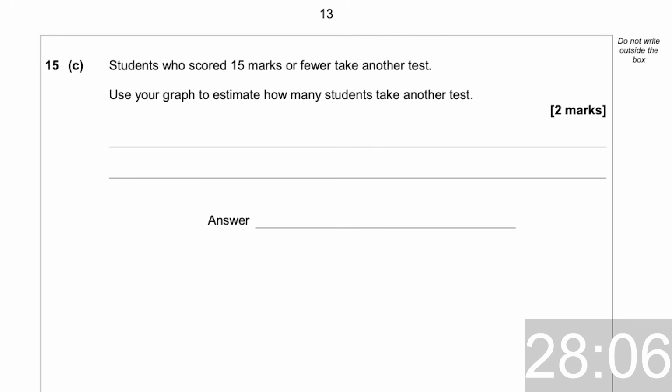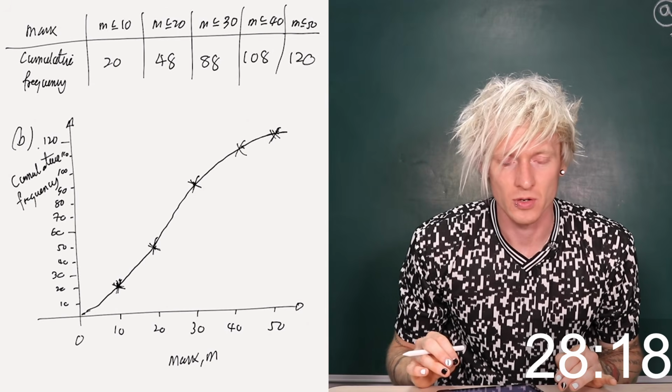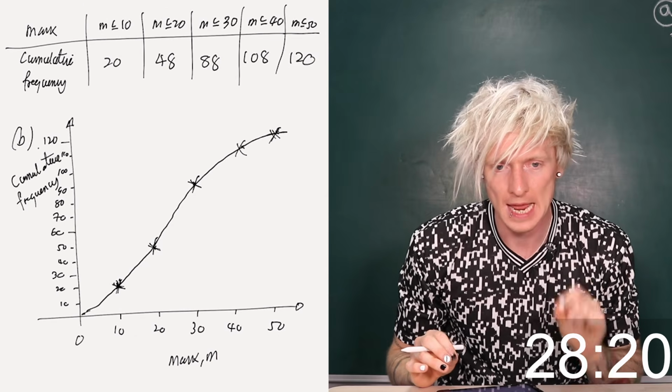Okay, students who scored 15 marks or fewer take another test. You will have to estimate how many students. Of course I'm estimating from a sketch not drawn accurately. I need square paper. All right, let's try and do this. So who scored 50 marks or fewer, take another test.